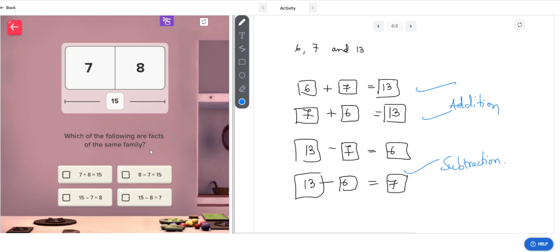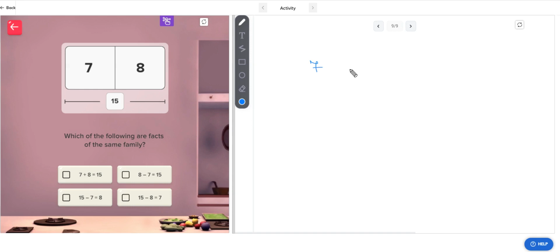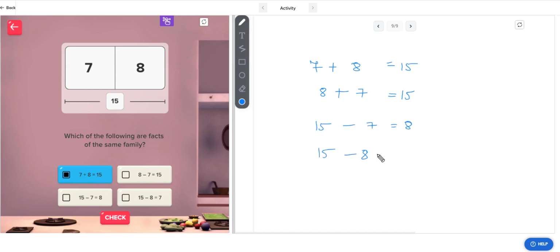Now, which of the following are facts of the same family? Here, numbers are different, right? It's 7, 8 equals 15. So, 7 plus 8 equals 15, correct? So, yeah, same family, right? And if I was to do 8 plus 7, that will also give me a 15, right? Now, if I were to do 15 minus 7, that could give me an 8. Or if I were to do 15 minus 8, that could give me a 7, correct? So, ideally, the options that are of the same fact family are this, this and this, right? Not this one, but these 3. Because as you can see, this matches and this matches as well, right?